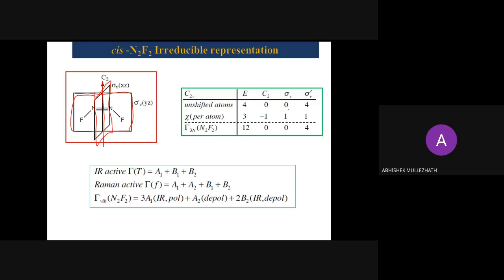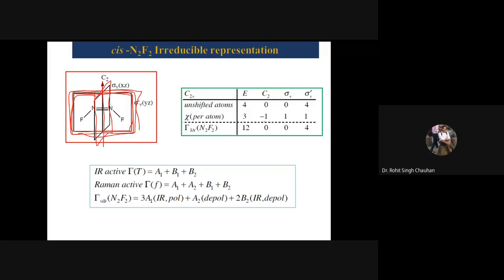The molecular plane. See, sigma v dash corresponds to the plane which contains the whole molecule. So if any mirror plane contains the whole molecule, in that case the number of shifted atoms will be zero, because everything will be as it is, right? So that's why I have mentioned 4.